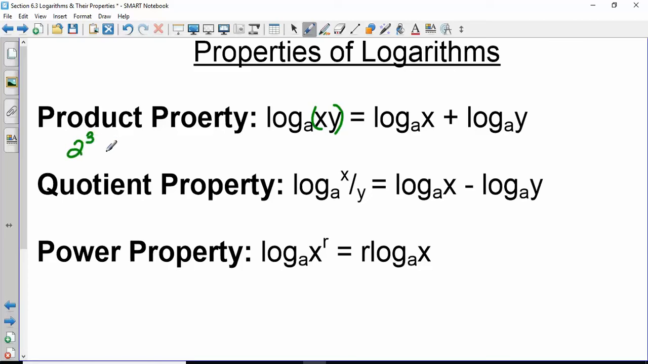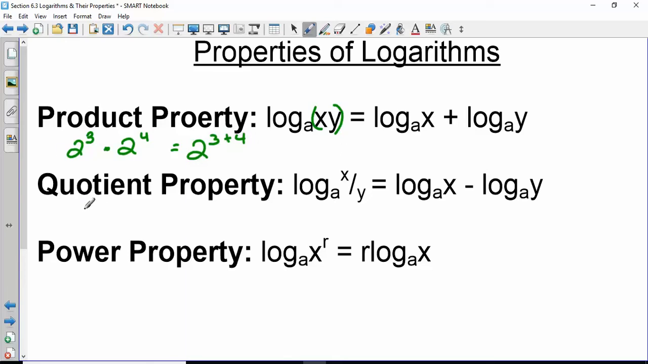If I said 2 to the third times 2 to the fourth, so I'm multiplying with those, what do you do with the exponents? Add them. And remember, a log is really just that missing exponent. So that's why those are added.